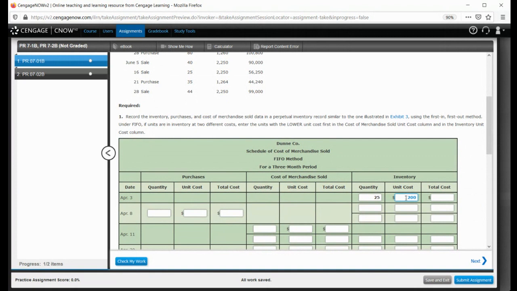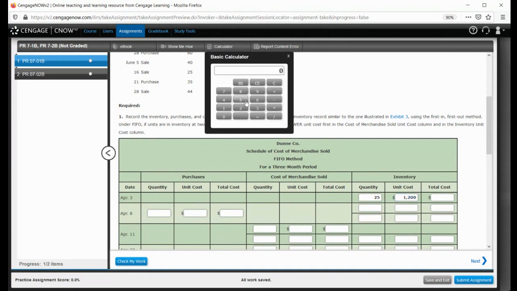And then you would multiply 25 times 1,200, and that would give you $30,000 as your total cost. So again, what I did is I multiplied 25 units times $1,200 a piece, and that gave us $30,000 of total cost of this ending inventory.